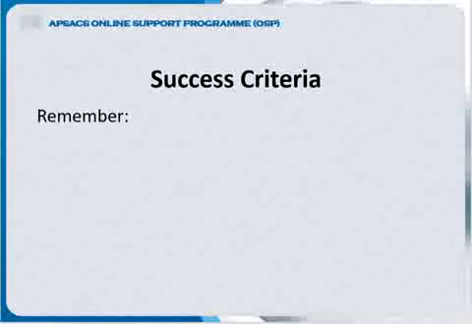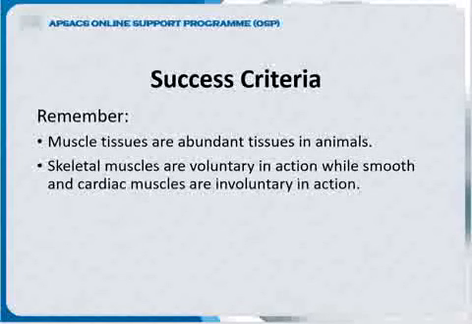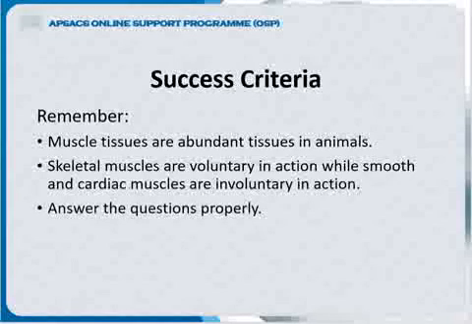The success criteria is, remember that muscle tissues are abundant tissues in animals. Abundant means they are present in larger quantities in animals. And the skeletal muscles are voluntary in action. It means that their contraction is under the control of our will. And smooth and cardiac muscles are involuntary in action, which means that their contraction is not under the control of our will. And answer all the questions properly.